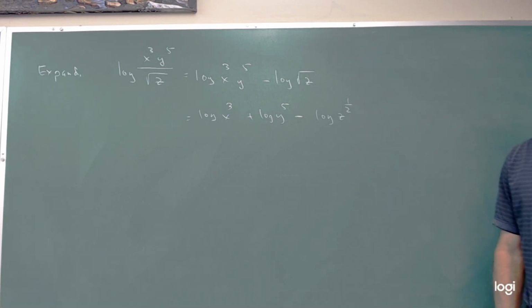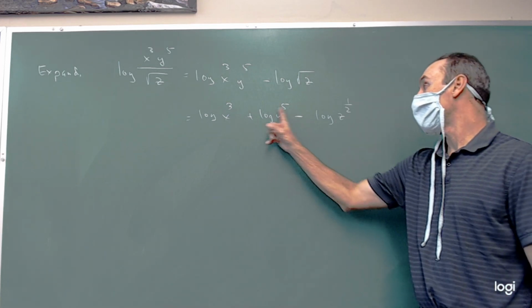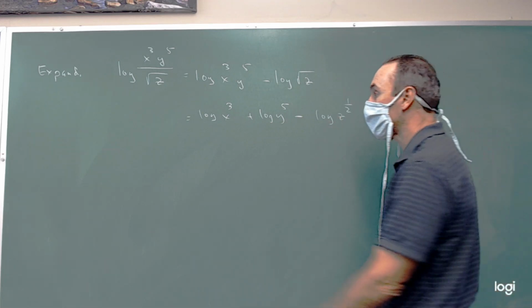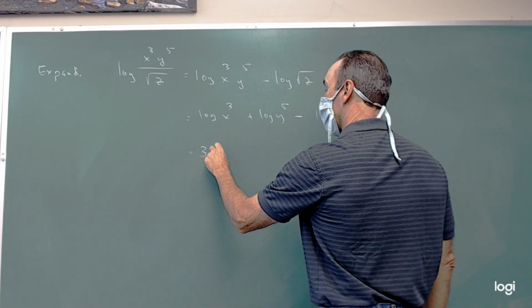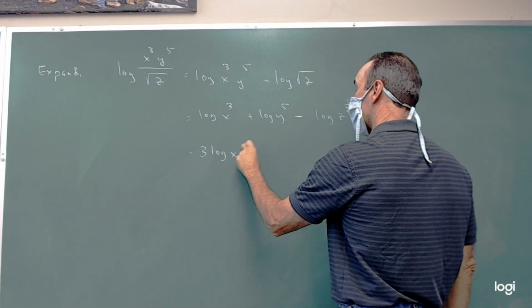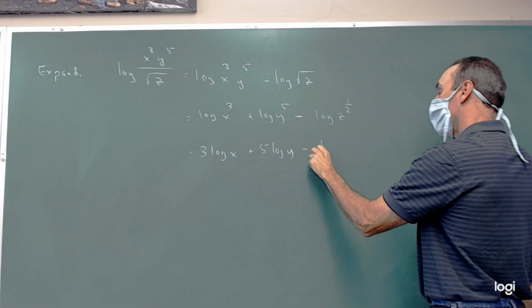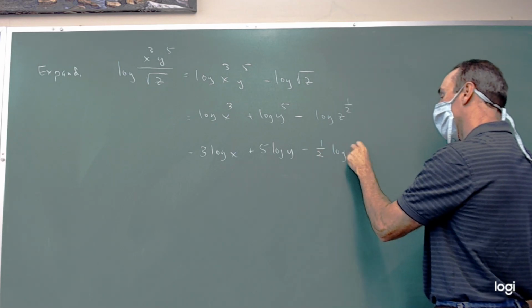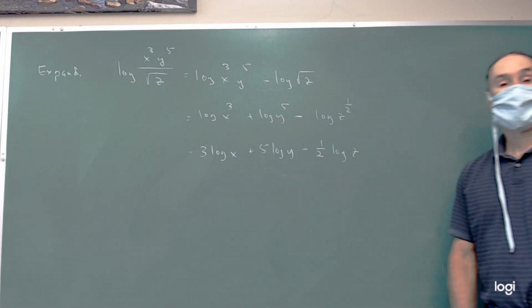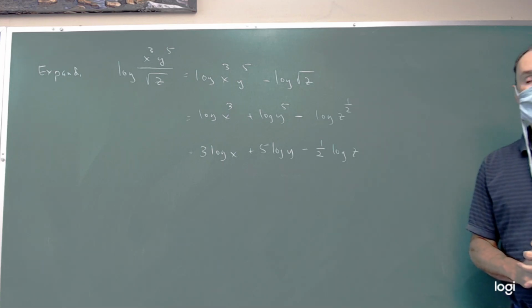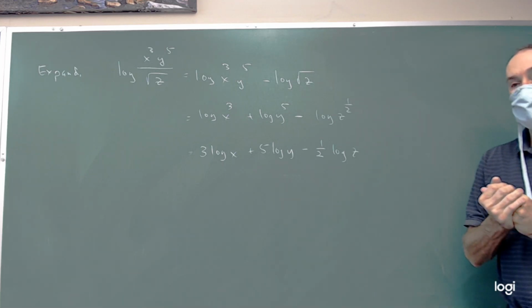Okay? And then we can now use that third property of logarithms and bring all those exponents out in front. And so we're going to get 3 log x plus 5 log y minus 1/2 log z. Is that okay? All right. Now that you see how the game is played, yes, actually.